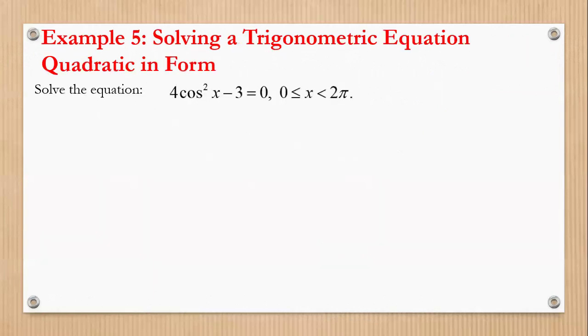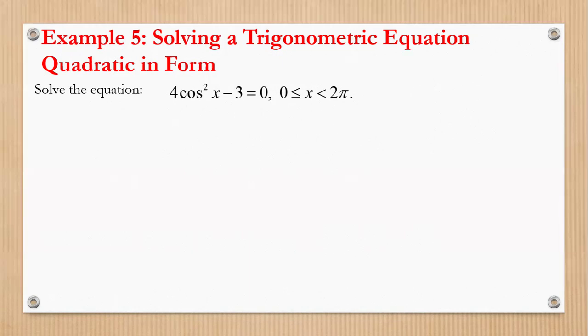Next example. Solve this equation. Okay, to solve this equation, we need to check that we only have one function. Yes, we only have one trig function, and that's cosine. We need to check that the cosine is isolated, but it's not, so we need to isolate the cosine first. But we don't have only cosine, we have cosine square, so that's fine.